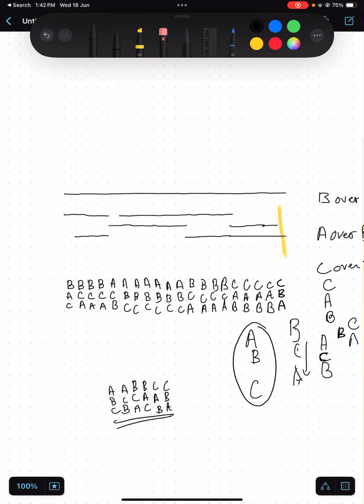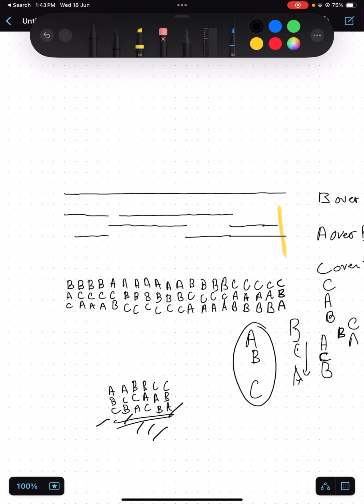Do we have ABC? Yes, we have ABC. Do we have ACB? We have ACB. Do we have BCA? We have BCA. Do we have BAC? We have BAC. Do we have CAB? We have CAB. Do we have CBA? We have CBA. There you go. We have all the 6 cases. Now let's ensure that what we needed, we have all of them too.